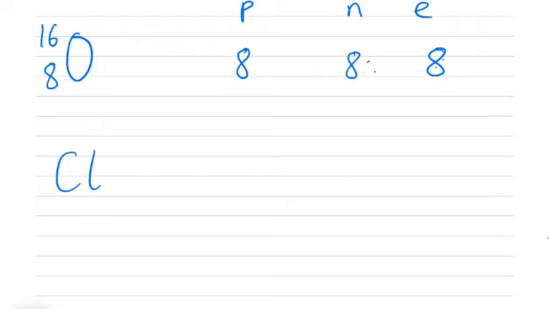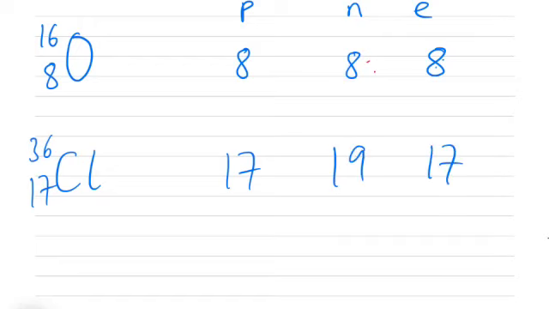Let's now have a look at a different atom, an atom of chlorine. 36 for the mass number, 17 for the atomic number. We have 17 protons, 19 neutrons, and 17 electrons.